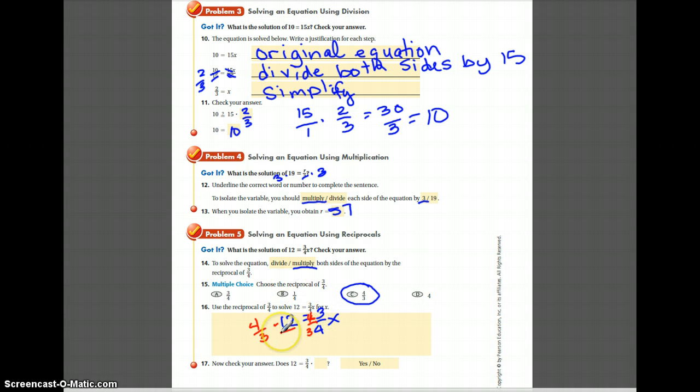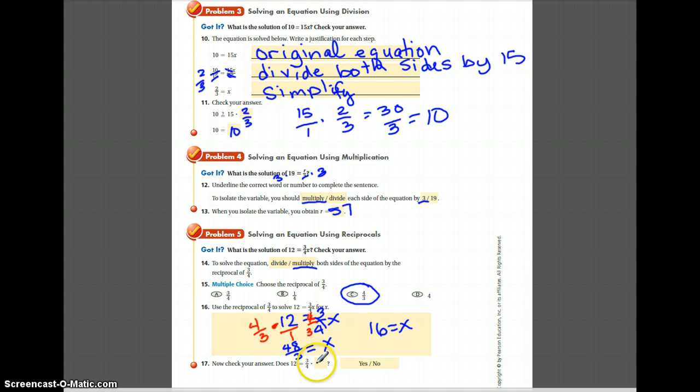If it helps you, you can put the 12 over a 1 so that you can see how those fractions multiply straight across. 4 times 12 is 48, and 3 times 1 is 3. 4 times 3 is 12, and 3 times 4 is 12, so all of this equals 1. So you end up with just 1 x on the right side, it's isolated, and then finally 48 over 3 is equal to 16, and so 16 equals x.